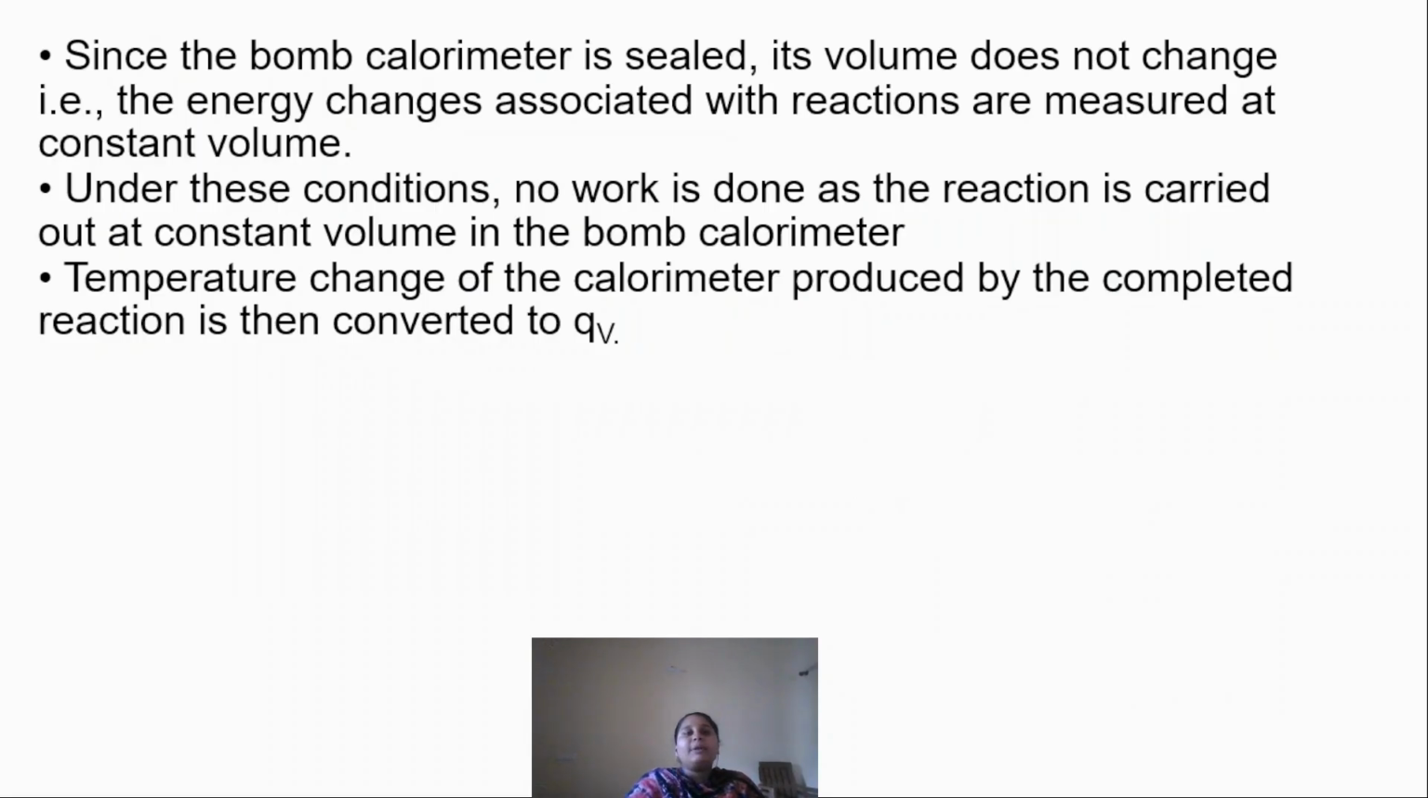Since the bomb calorimeter is sealed, its volume does not change, and the energy changes associated with the reaction are measured at constant volume. Under these conditions, no work is done as the reaction is carried out at constant volume in the bomb calorimeter. The temperature change in the calorimeter produced by the completed reaction is then converted to Qv.